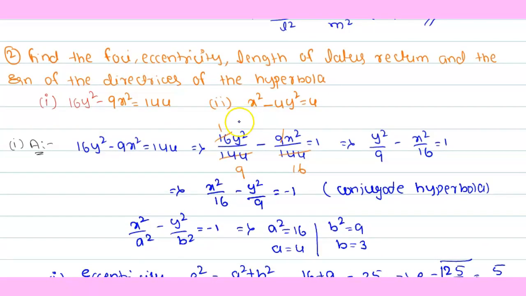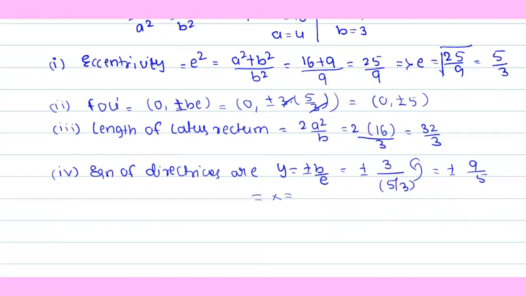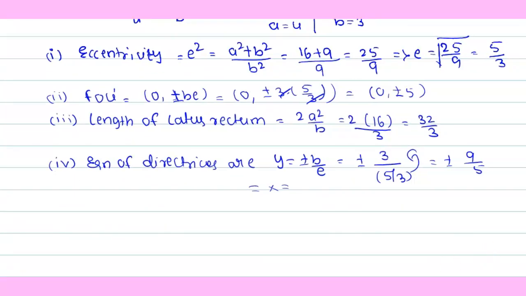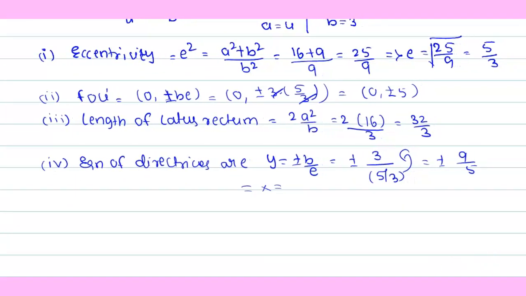What is the second question? X square minus 4y square is equal to 4. So we will do that question now. Question number 2: x square minus 4y square is equal to 4. This is the question.